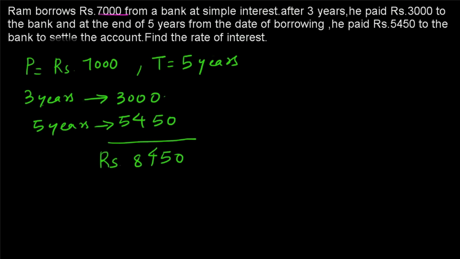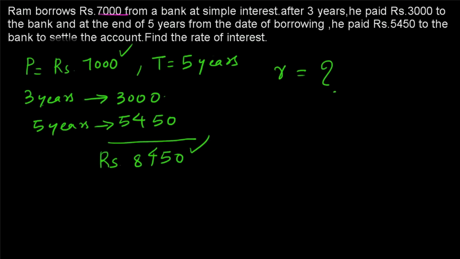And what is the principal he took? 7,000 rupees. So he took 7,000 rupees and he paid back rupees 8,450. So the remaining is interest. Okay. Then what is the rate of interest? We have to find out R. R is what we have to find out. So how to do this question? Let's see.